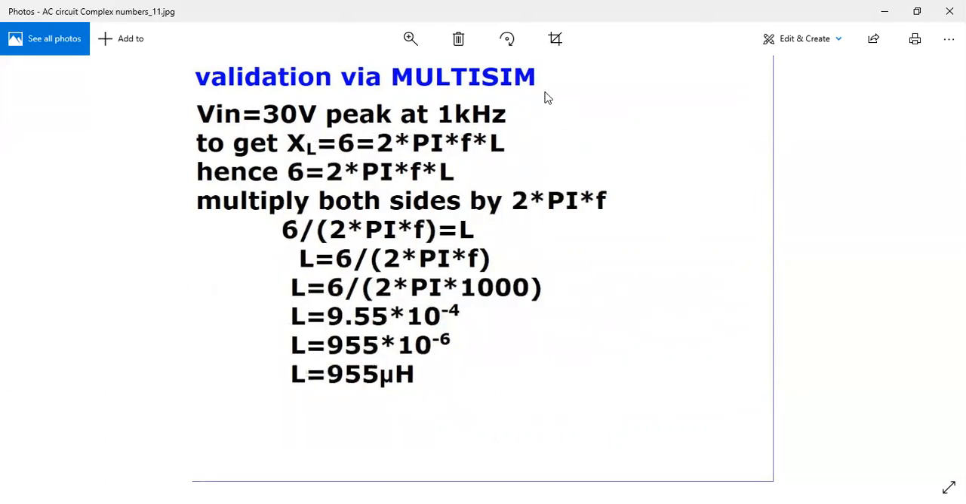In a similar way, we have an inductor that's got an opposition to current flow of 6 ohms. XL is equal to 2 pi FL. If we transpose these equations and put in the numbers, 1000 for the frequency F, we work out that our inductor, to give us an opposition to current flow of 6 ohms at 1000 hertz, would be 955 microhenries.